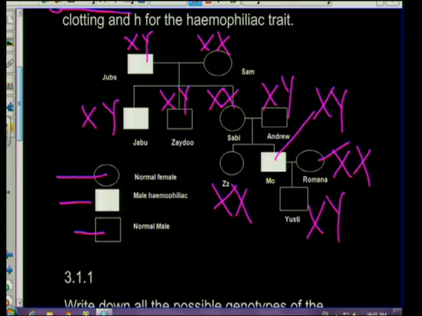Why we do this is to remind ourselves that when we are giving genotypes of sex-linked disorders, we must put XX. We can't just put capital H, small h. It doesn't cut it, because the way this disease is transferred is determined that way.